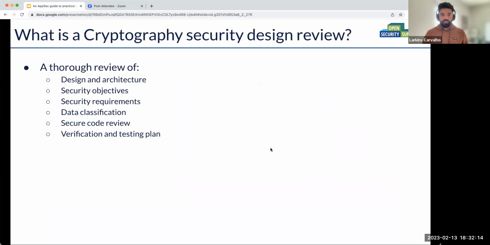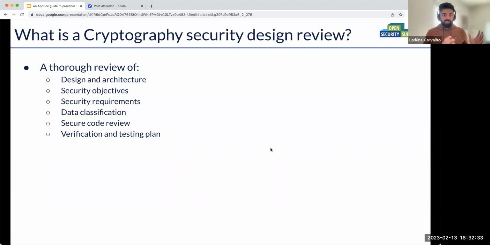So what is cryptography security design review? Here we do a thorough review of design and architecture. We look at our security objectives, security requirement, data classification, do secure code review. You might ask, hey, we are doing design review. Why do we need to do secure code review in this case?